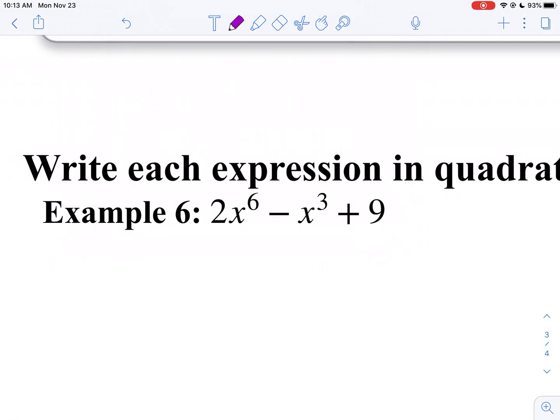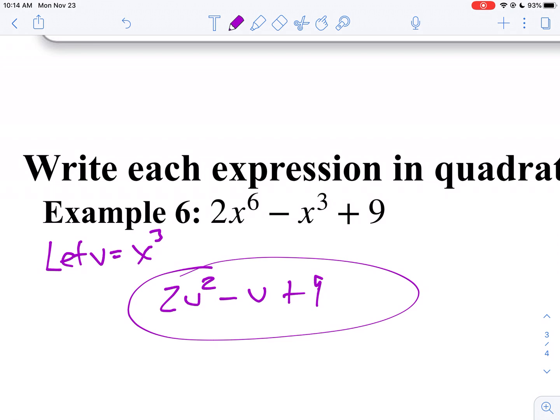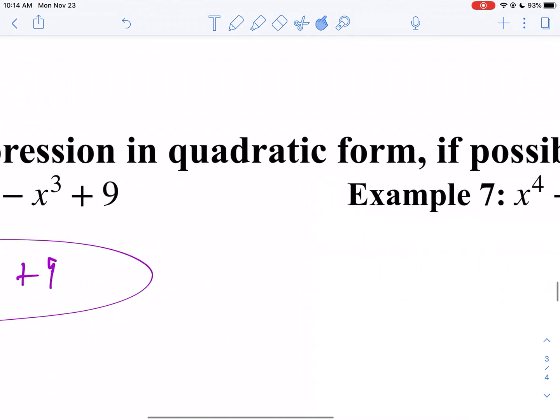So we're going to let u equal x cubed. So instead of writing x to the 6, I'm going to write that as u squared. So 2u squared, because x cubed squared is x to the 6, minus u, because that's x cubed, plus 9. There's your answer. And then you could factor that. You could solve the problems with it. You got a whole bunch of other things you could do with that problem. This is just written in what we call quadratic form.